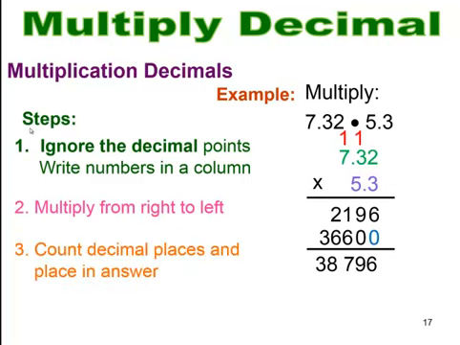Now you need to count the decimal places to put it into the answer. You're counting the decimal places of the decimals that you just multiplied. So you notice here that the 7.32 is 2 decimals and the 5.3 is 1 decimal. So you end up having 3 decimal places. So you have to take 3 decimal places, count it from the right to the left, and you're going to put a decimal place 3 decimal places over. So this would be your answer.